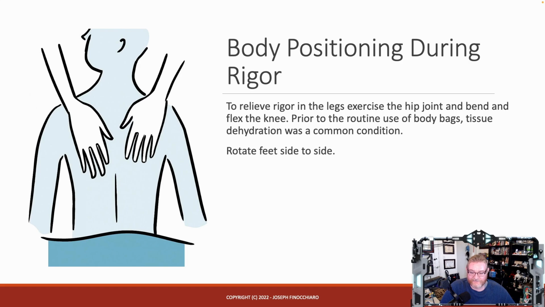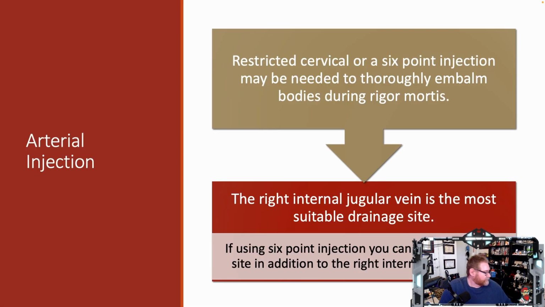Rotate feet side to side. Now on to the arterial injection. As stated previously, restricted cervical or a 6-point injection may be needed to thoroughly embalm bodies during rigor mortis. A 1-point is not ideal.